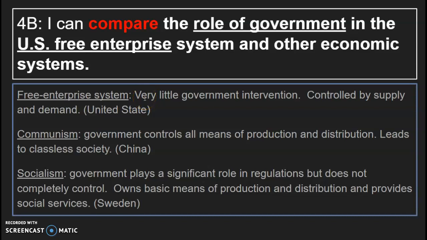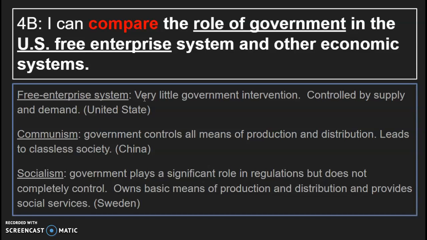So this is what is being produced, goods and services that are being produced. Here there's very little government intervention in businesses and what's being produced and what's being sold in the United States. So basically, if you can think of something to start a business and make money or profit off of a business in the United States, you're able to do that.